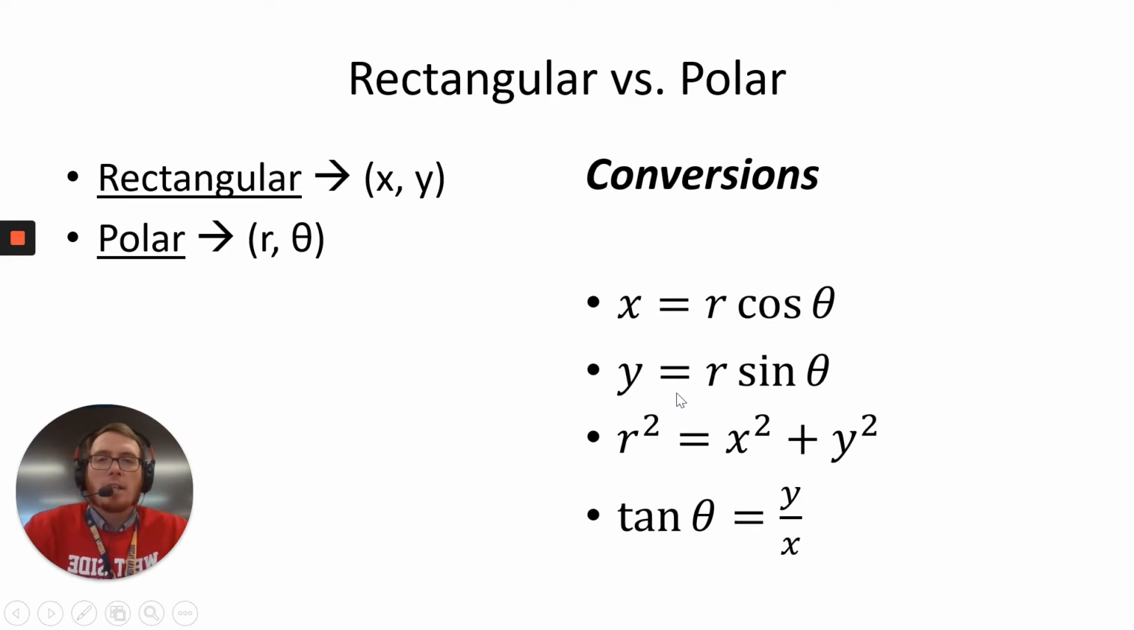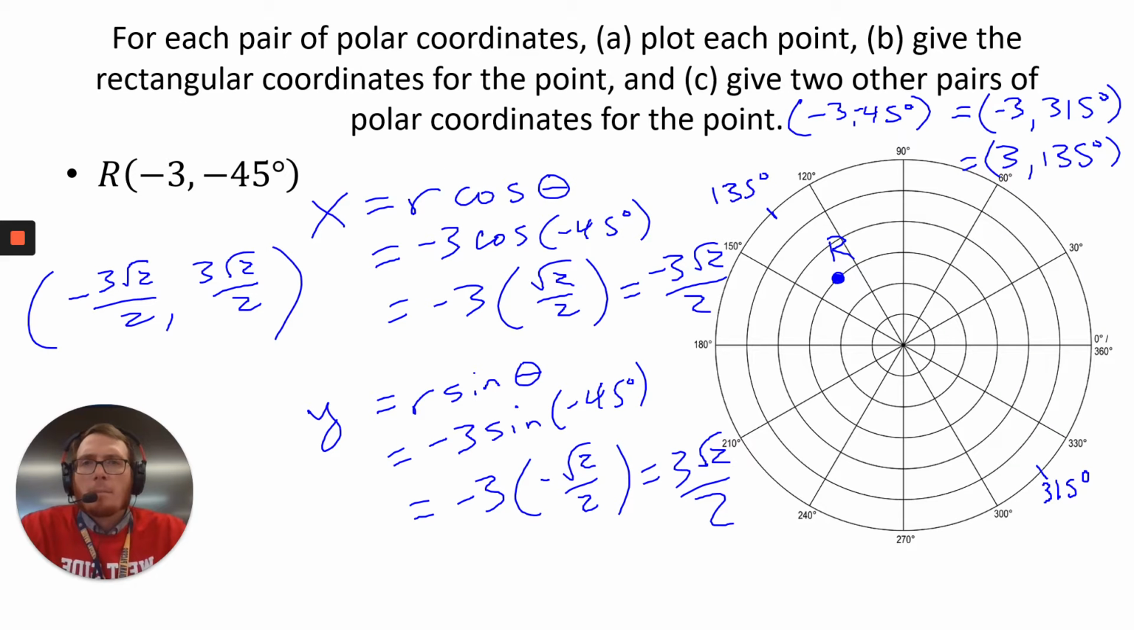x equals r cosine theta, y equals r sine theta. Pythagorean theorem, r squared equals x squared plus y squared. And tangent theta is opposite over adjacent, which is y over x. Those are the things that we'll be using again today. Okay, again, there's a lot of info here.